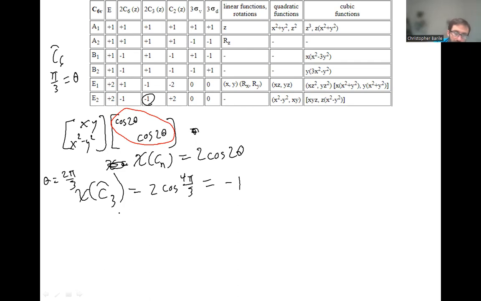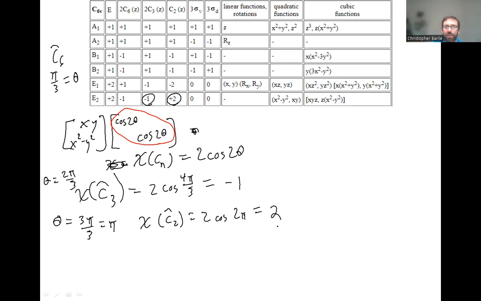What if we did, we could generalize this even further. Okay, 3 pi over 3, well, that just equals pi. That's a C2 rotation, 180-degree rotation, right? So using our generic formula here, pi for C2 is just going to be equal to 2 cosine 2 pi. Well, cosine of 2 pi is 1. So we're going to get a 2 here. And lo and behold, we get a 2 here.